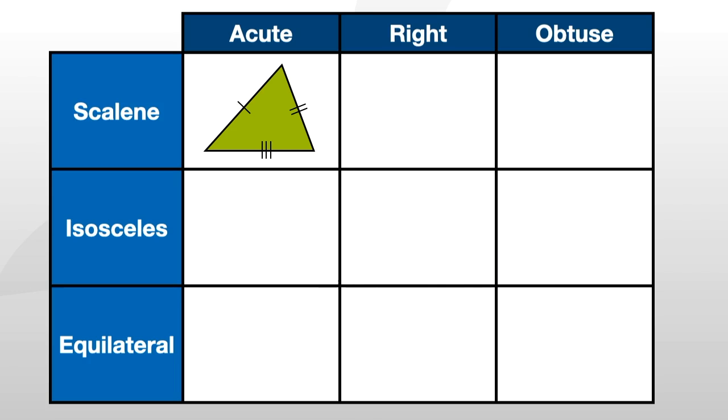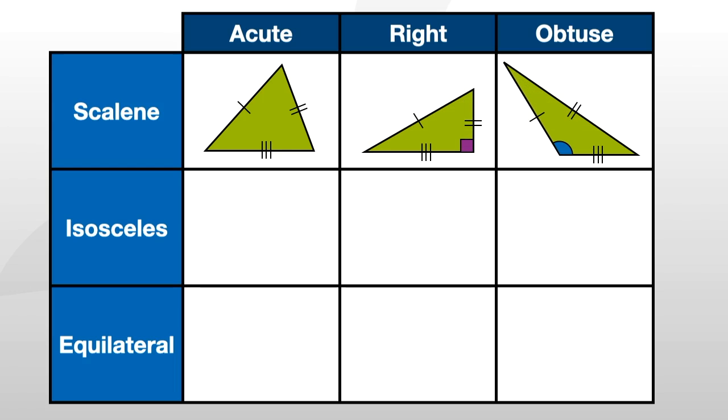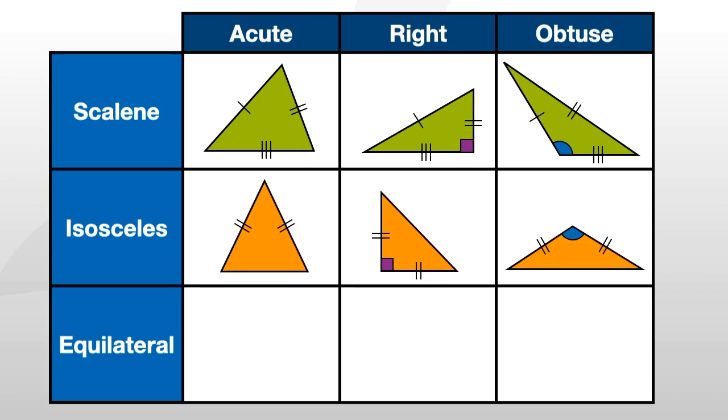Scalene triangles can be acute, right, or obtuse. The same can be said for isosceles triangles. But an equilateral triangle can only be acute. It is not possible for an equilateral triangle to be right or obtuse.